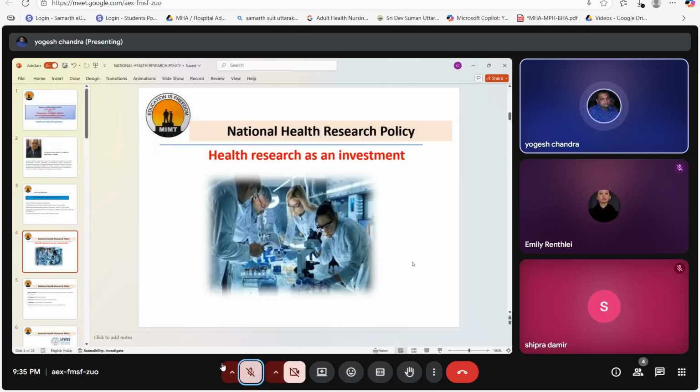Okay, today we are going to discuss one important topic, that is health research policy, national health research policy, and there are various kinds of research. Clinical research is also there, and this is a health research. It is something different from the clinical research.